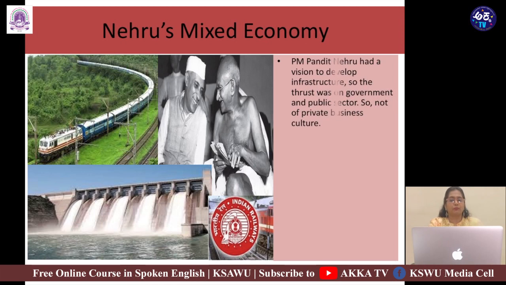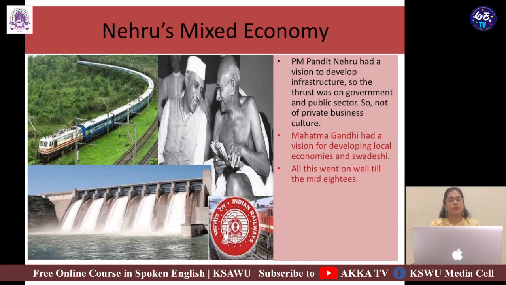The then Prime Minister of India, the first Prime Minister, Pandit Nehru, had a vision to develop infrastructure for the country. So, the thrust was on developing government sector and public sector in the country. Well, this means not so much of public sector enterprise, not so much of public sector businesses, and of course, not so much of business culture in the country. And Mahatma Gandhi had a vision for developing local economies and Swadeshi. All this went well till the mid-80s. But after that, the economy went into rough weather.